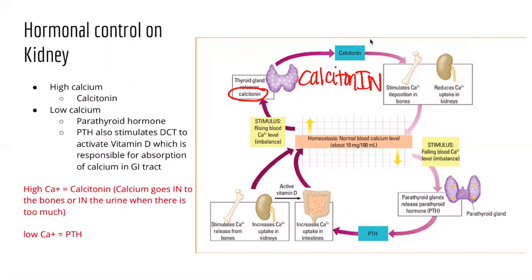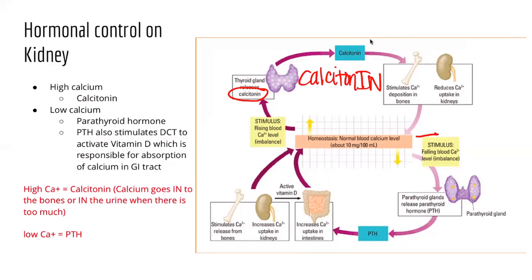Not only does the calcium get stored in your bone, but this calcitonin is going to ensure that your kidney is not going to uptake any extra calcium. You already have enough in your blood, so you don't want to uptake any more. And then, of course, that will return you back to the normal level.